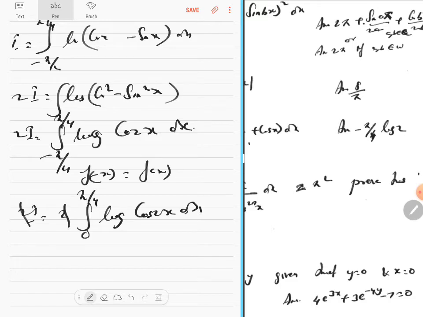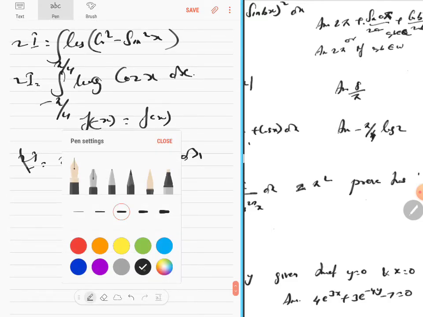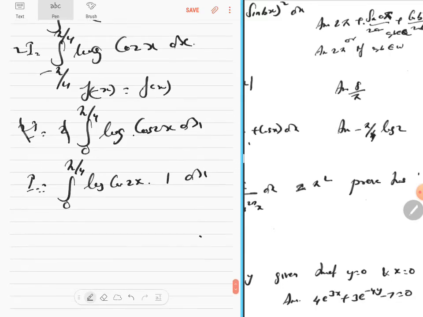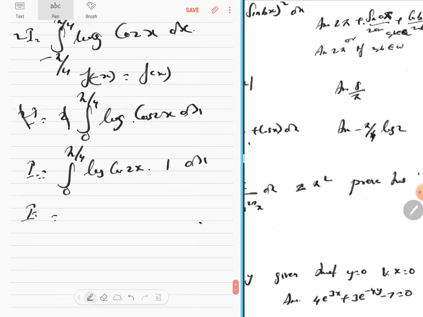The advantage is that 2 and 2 get cancelled. So now the question becomes simple, log cos 2x. You can write it as log cos 2x into 1 and do integration by parts, 0 to pi by 4 log cos 2x into 1 dx. So when I do integration by parts, it is log of cos 2x into x minus big integration 1 by cos 2x into minus sin 2x into 2.